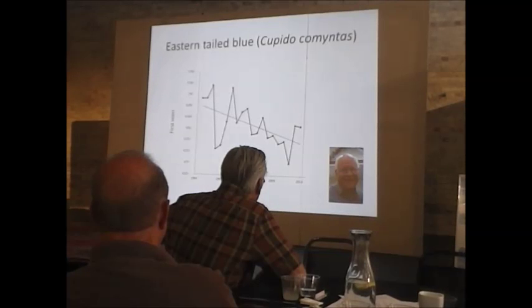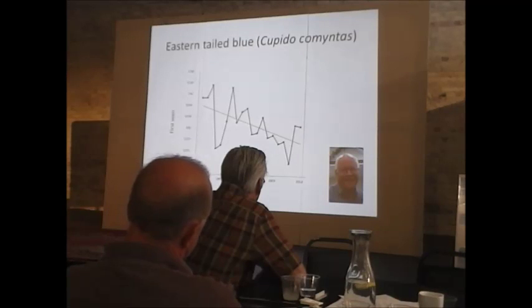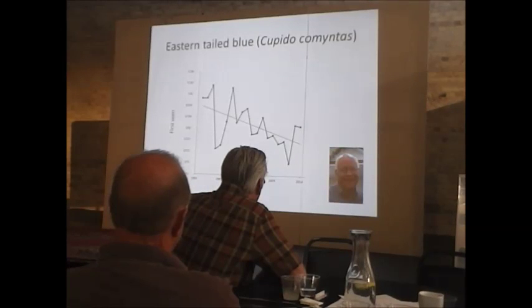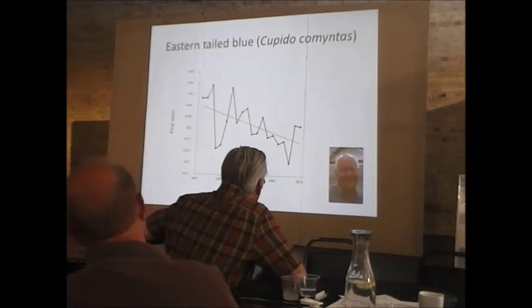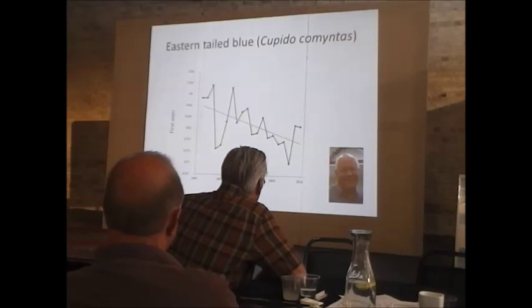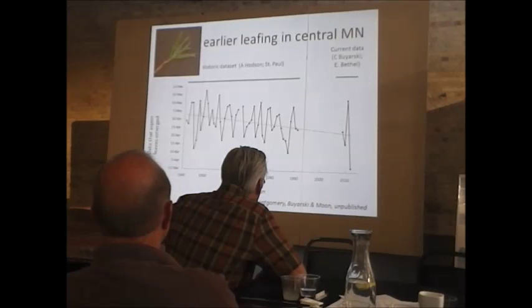This is for people who aren't birders, this is a butterfly, the eastern-tailed blue. And this guy is an amazing naturalist from Nevis who's been going out and collecting data on dragonflies and butterflies almost every day for 35 years. And so this species is being seen earlier in the state over the period of his record.